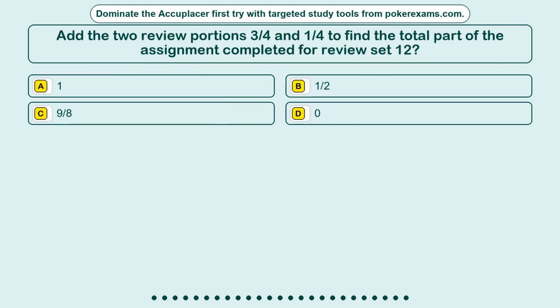Question 2. Add the two review portions 3/4 and 1/4 to find the total part of the assignment completed for review set 12. Option A, 1. Option B, 1/2. Option C, 9/8. Option D, 0.